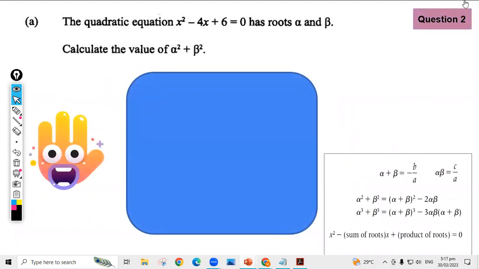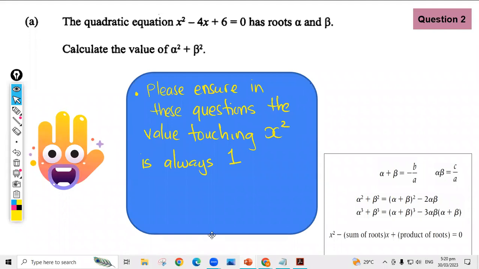All right, so we're on to question 2, quadratic roots. I put some formulas to the lower right-hand side. Hope it helps. Now, you have to remember in these questions, you always have to make sure the value touching x squared is always 1. Lucky for us in this question, the value touching x squared is 1, so no problems there.